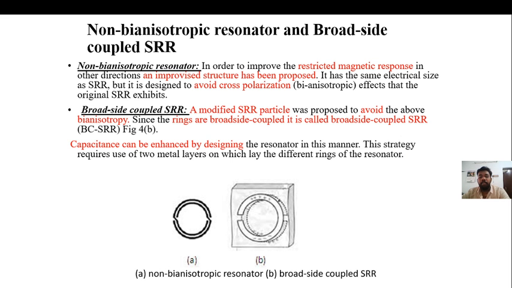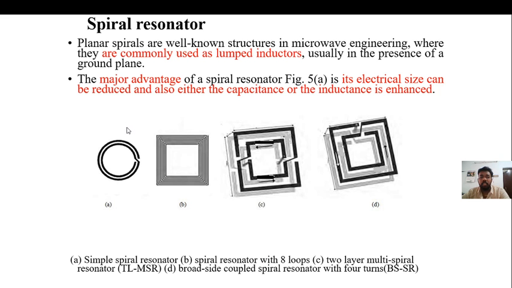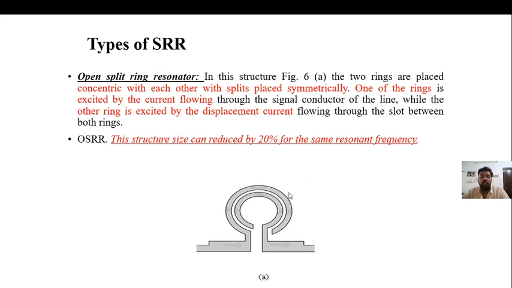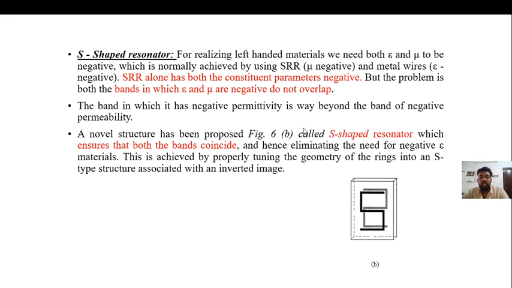Some of the other types of split ring resonator are the non-bianisotropic and broadside coupled. These are some of the designs which can enhance the capacitance, and this is the spiral resonator. The major advantage of using the spiral resonator is that the electrical size can be reduced, and either the capacitance or inductance can be enhanced. These are various types of spiral resonator, and this is the open split ring resonator. It is widely used to reduce the size by 20%, and then the S-shaped resonator.